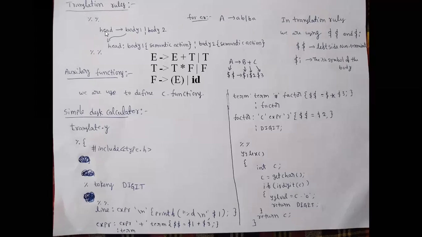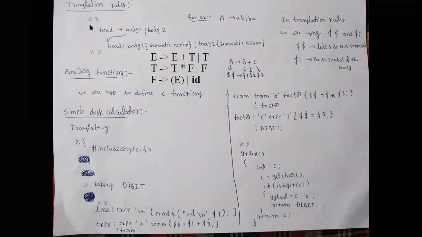Here we represent head produces body 1. If there is another alternative, then we use the OR symbol. So the representation is head produces body 1 or body 2. It is the general syntax.